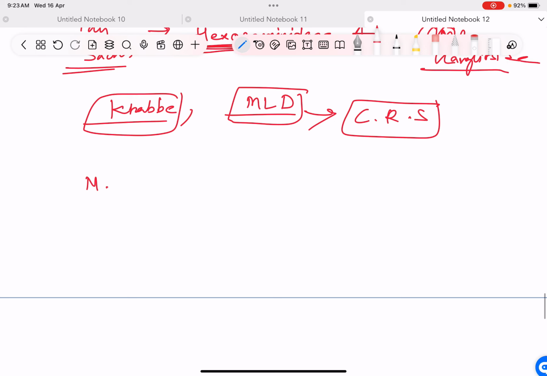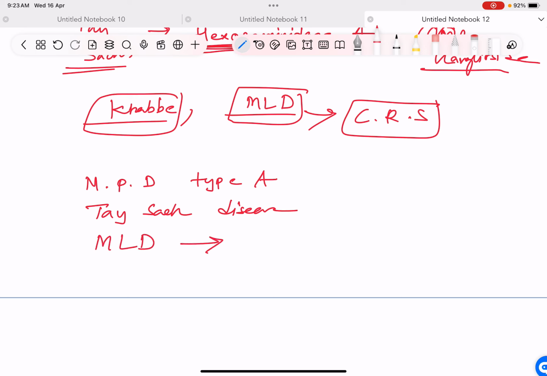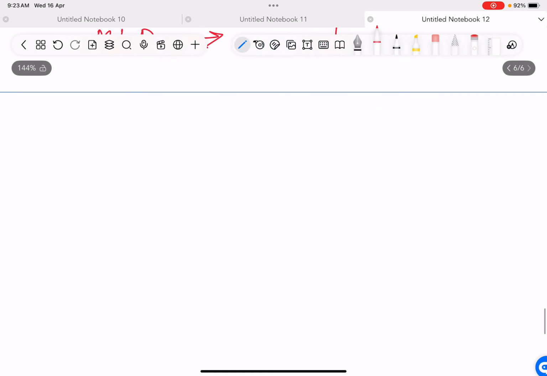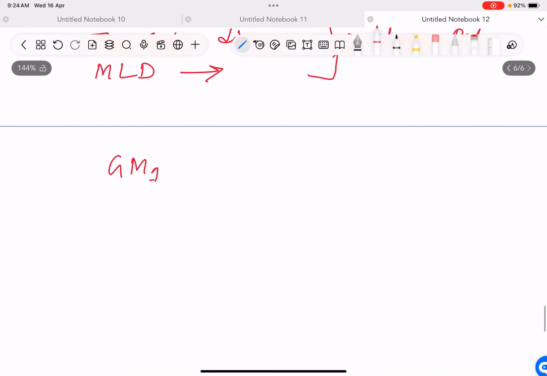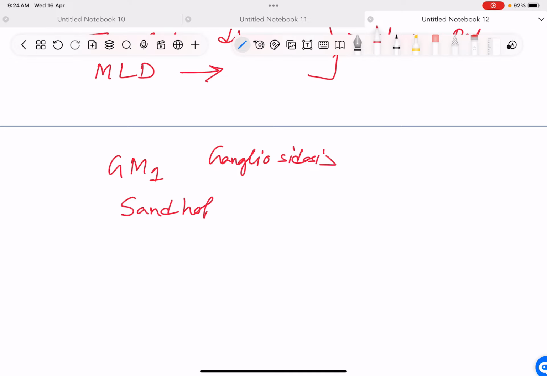So Niemann-Pick disease type A, Tay-Sachs disease, and lastly metachromatic leukodystrophy, which is due to the defective enzyme aryl sulfatase. In these 3 conditions, you will find cherry red spot. But there are 2 more sphingolipid storage disorders which I haven't told you because it would have become much lengthier. One is GM1 gangliosidosis, and the other is Sandhoff disease.